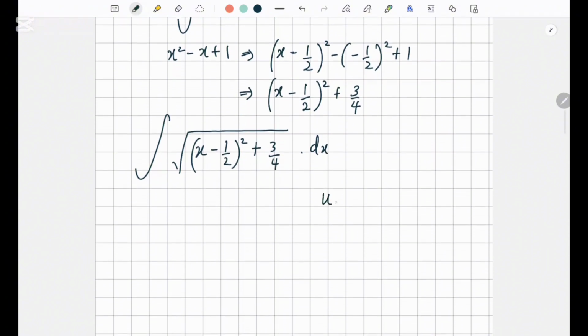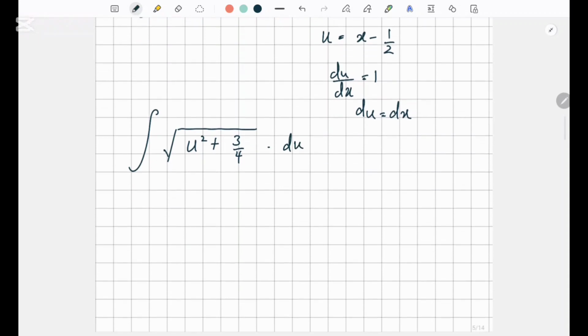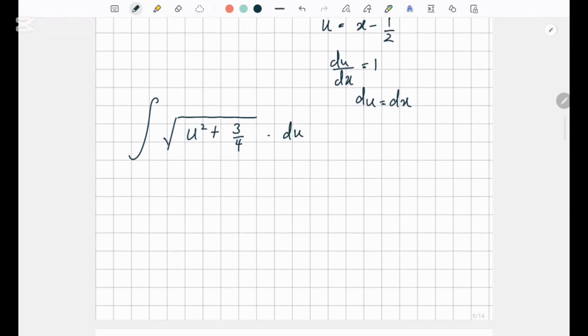So now let's take a substitution of u equals x minus half, du over dx equals 1. So meaning du equals dx, nothing changes. So we have root of u squared plus 3 over 4 du. Now let's take a substitution of u equals root 3 over 2 tan theta.